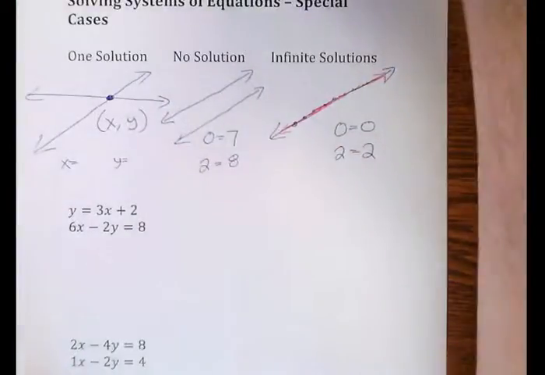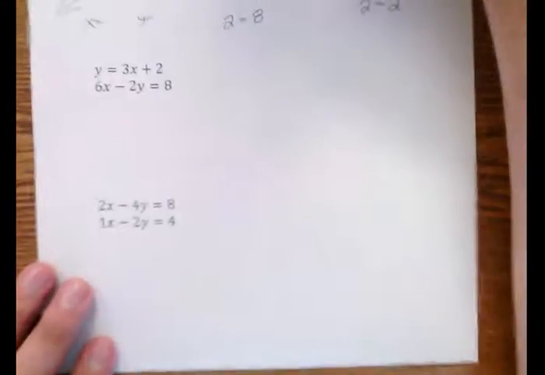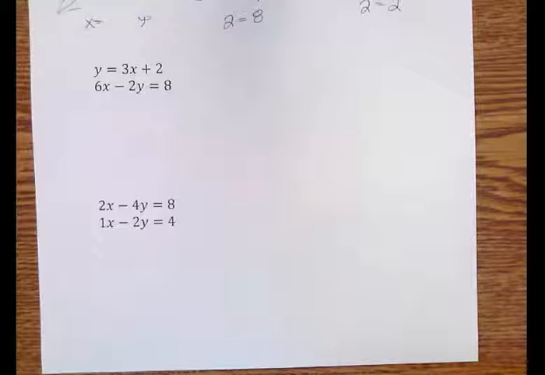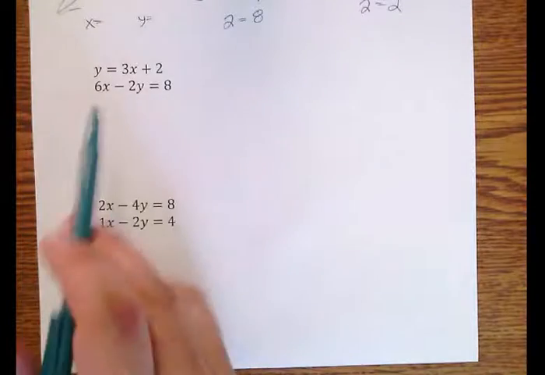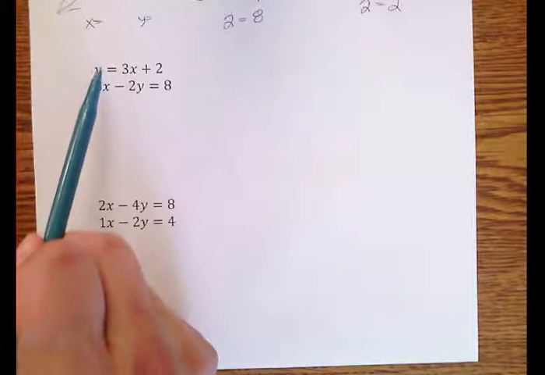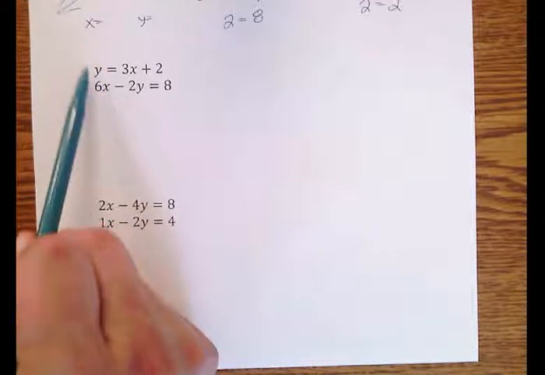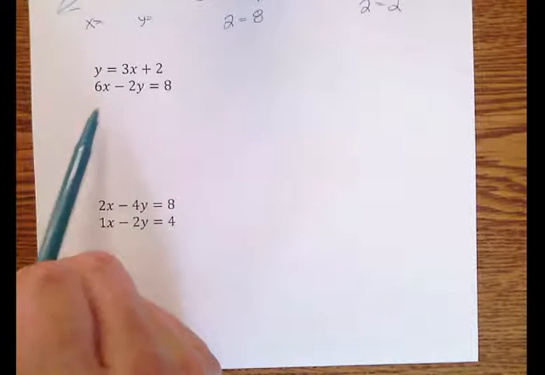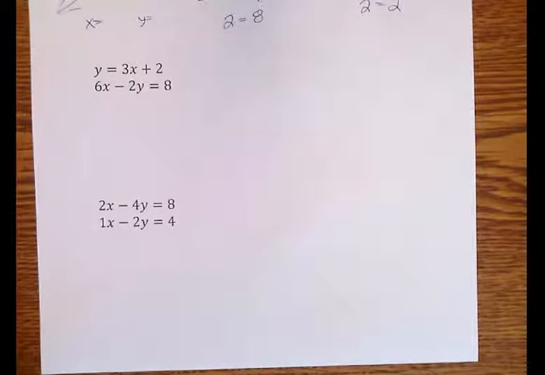Okay, so I'm going to show you two problems that we work out so that we can see what it looks like when you get no solution and infinite solutions. My first problem, I have y equals 3x plus 2 and 6x minus 2y equals 8. So this is a case where y is all by itself and nothing else. This kind of leads me to believe we should probably do substitution here.